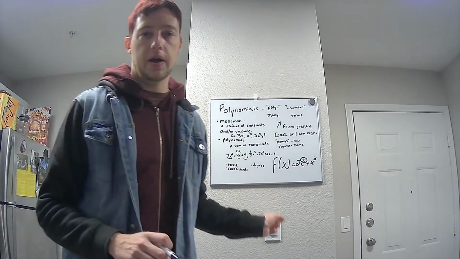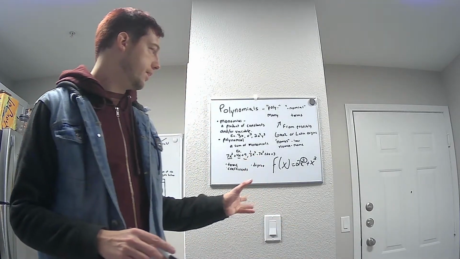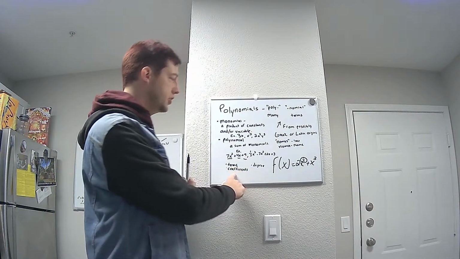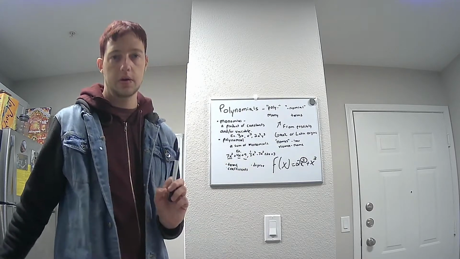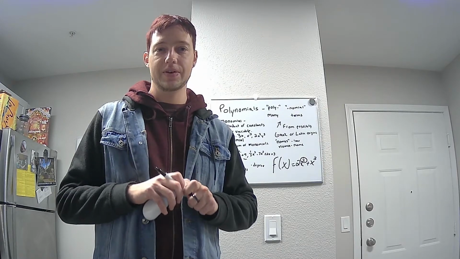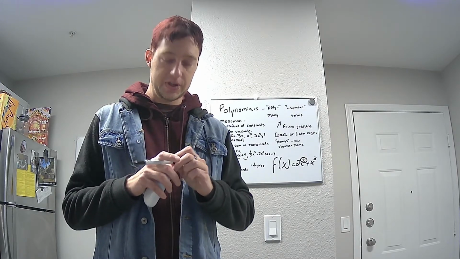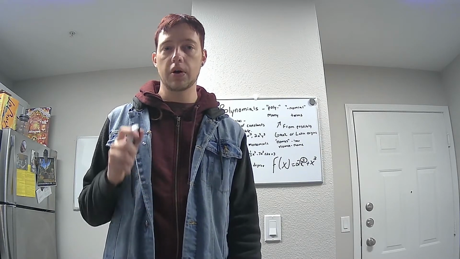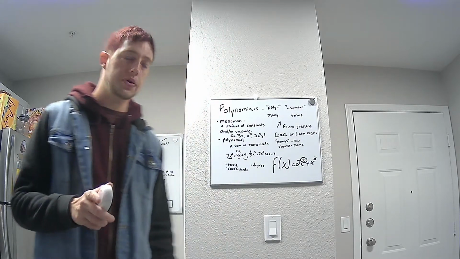So, what are these made out of, though? A polynomial is made out of terms, and each of those terms has coefficients and it has a degree. So they have coefficients and they have degrees.